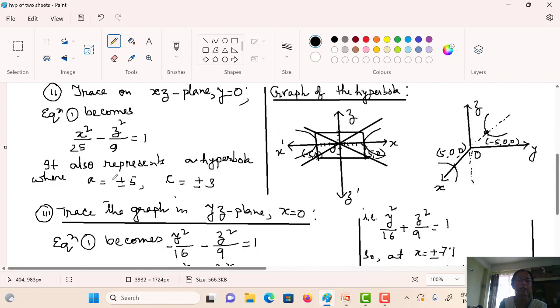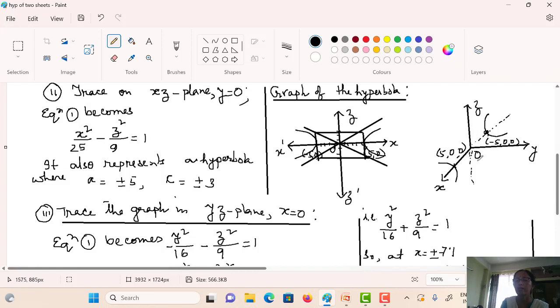We draw the rectangle using these 4 points, plus minus 5 and plus minus 3, and then draw its diagonals. The diagonals represent the asymptotes for this hyperbola. Since here also A is bigger than C, the curve opens to the right and left hand side of the x-axis, where 5 and minus 5 are the vertices for this hyperbola.